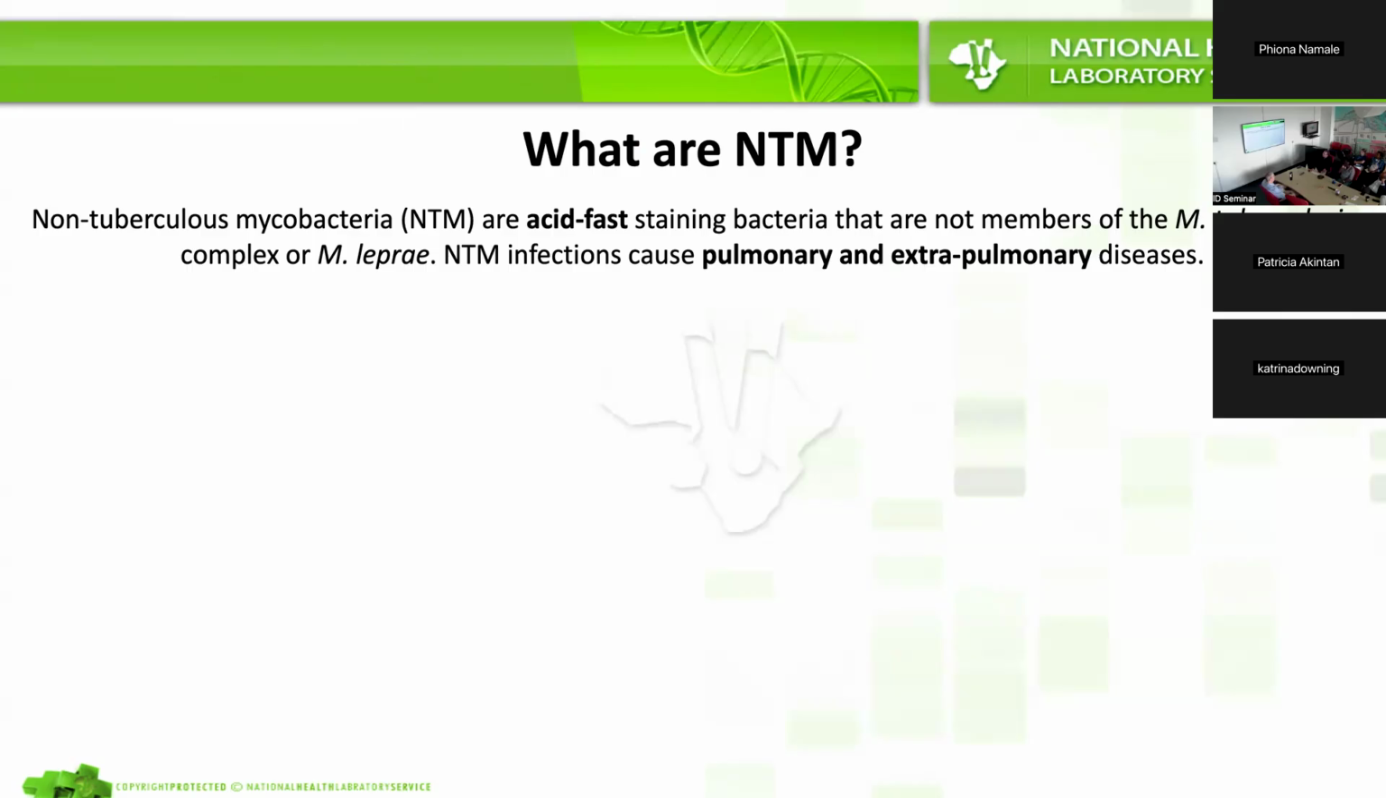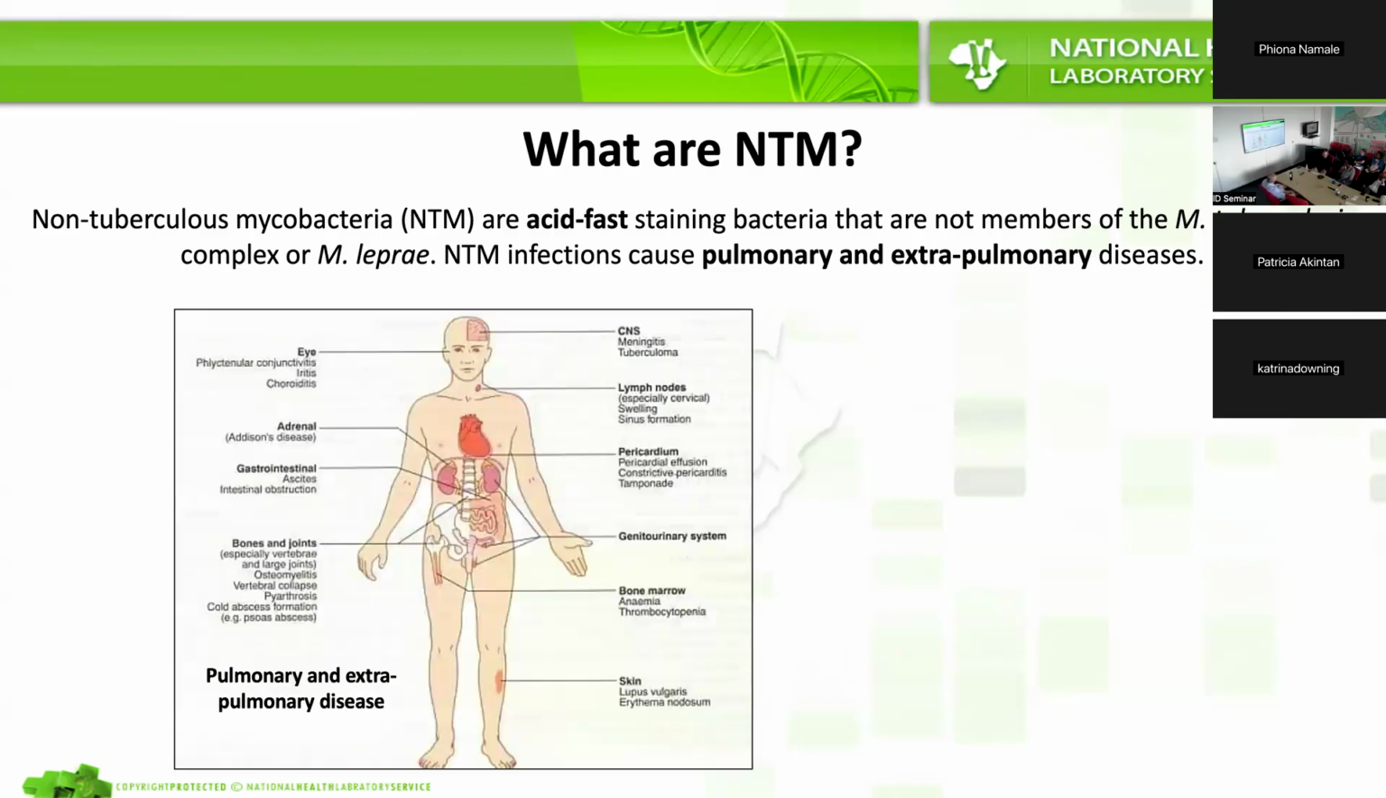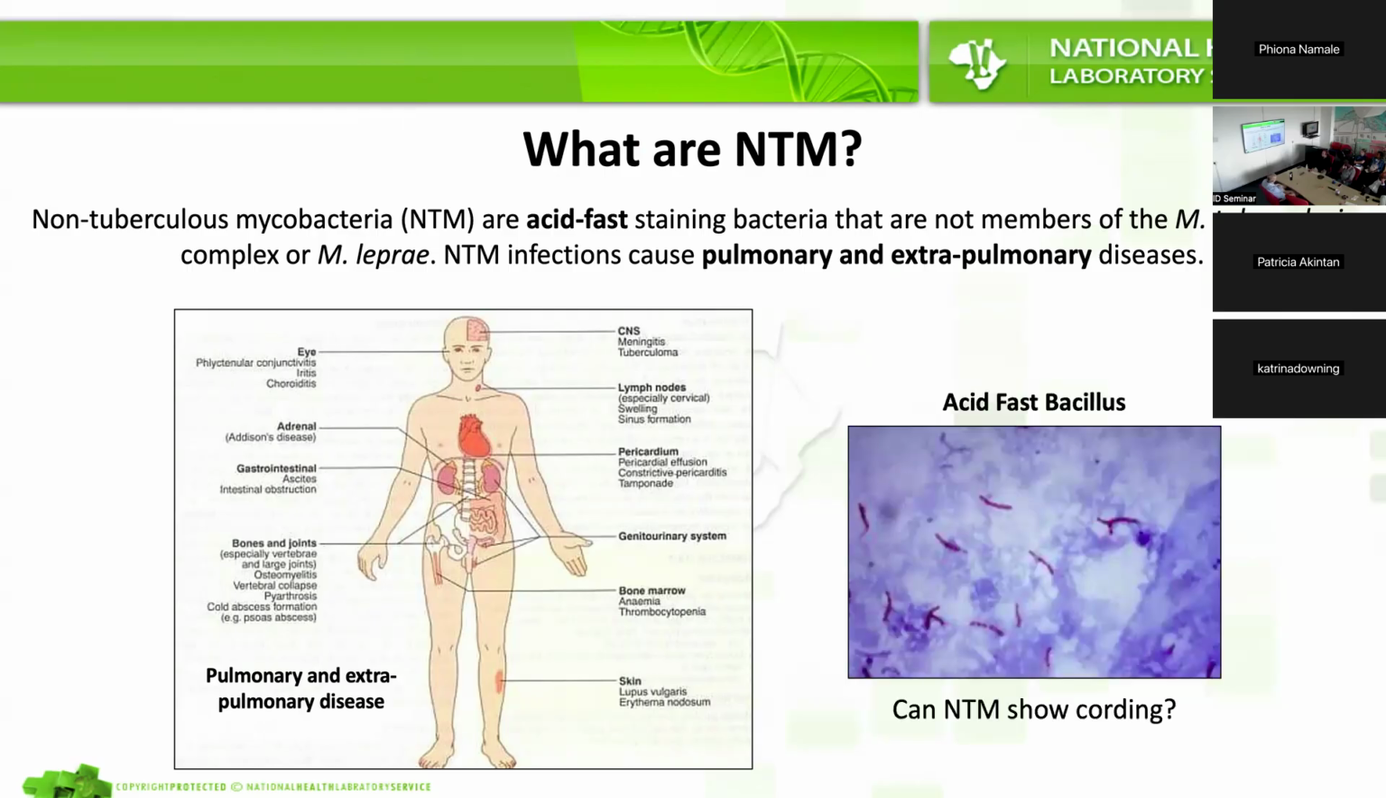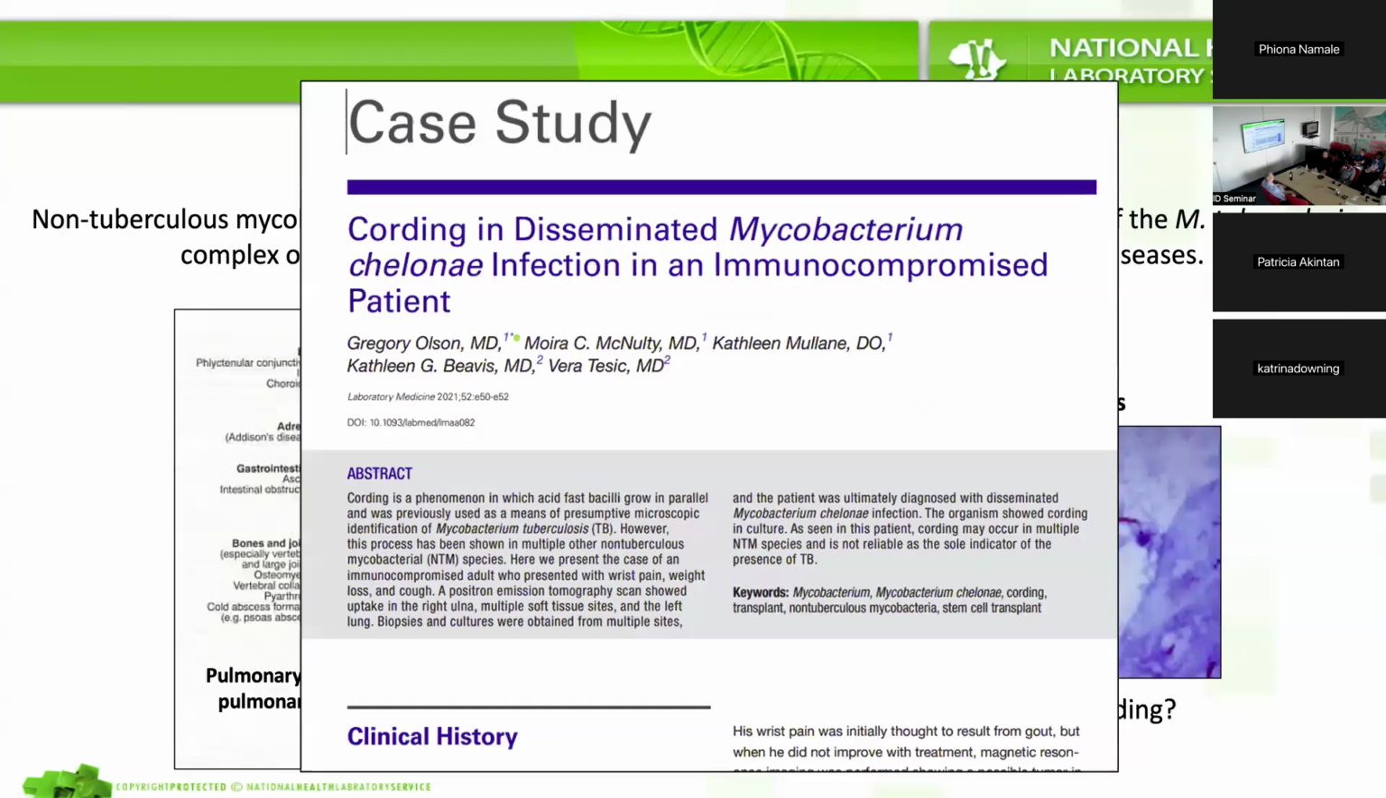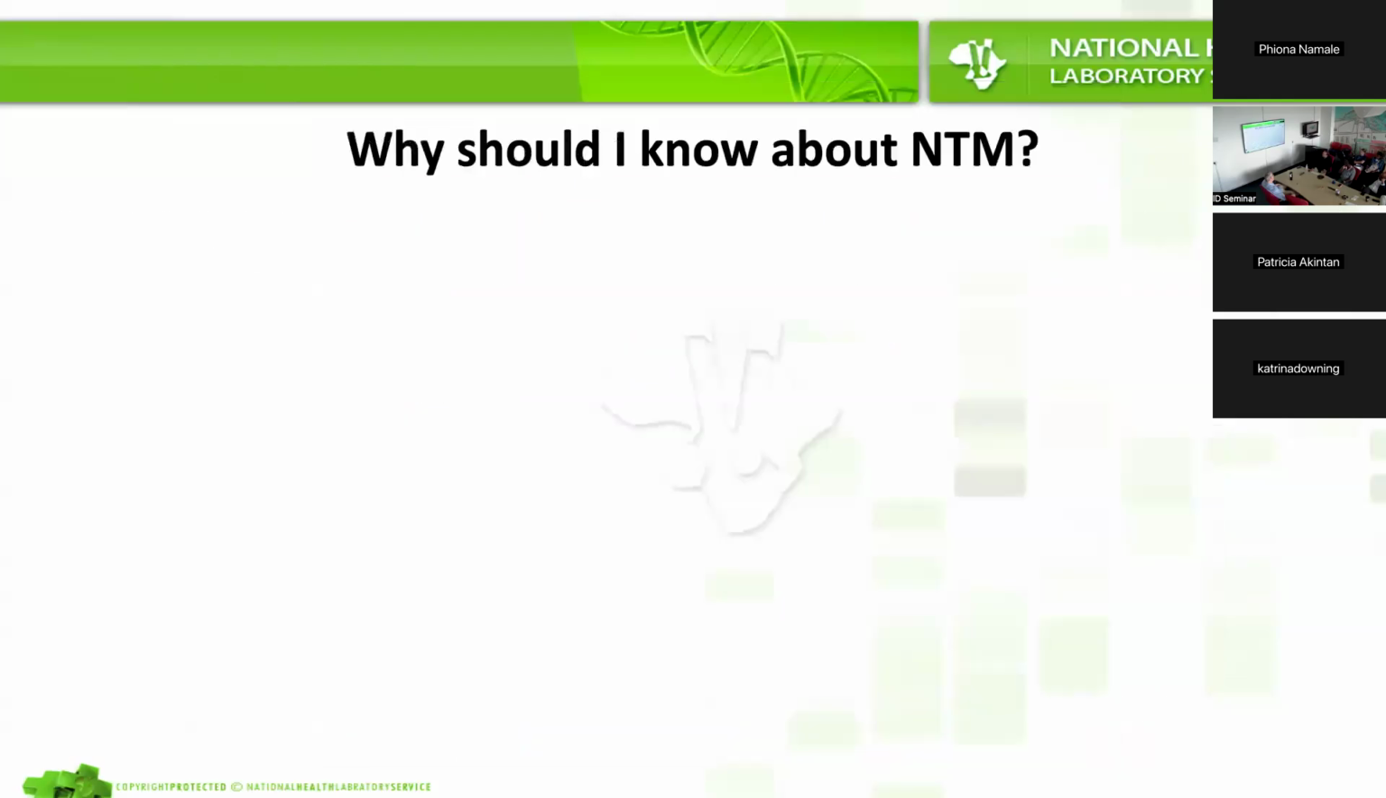So what are NTMs? Well, they're non-tuberculous mycobacteria that are acid-fast staining. They differ from the Mycobacterium tuberculosis and the Mycobacterium leprae groups, and they can cause pulmonary and extrapulmonary disease, very much as with Mycobacterium tuberculosis complex. And here you have the Ziehl-Neelsen stain showing the acid-fast bacilli. And the typical question is, can NTM show cording? And the answer is definitely. There's a lot of literature showing that NTMs like MTB complex can also cord, and vice versa.